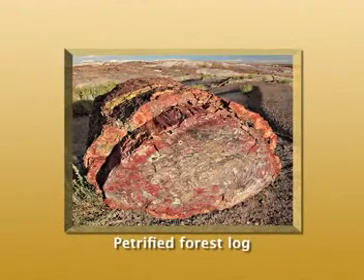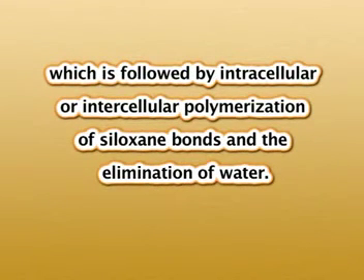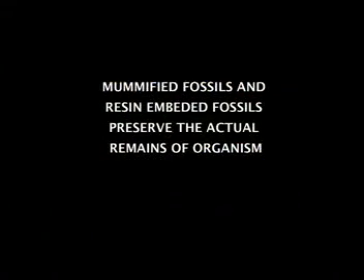After burial of the plant in sediment, penetration of silicates, iron compounds, and carbonates starts between and inside the cells. According to Leo et al., concentrated watery solution of minerals like silicic acid infiltrates the tissues, which is followed by intracellular or intercellular polymerization of silicon bonds and the elimination of water. With the continuous growth of the polymer, the compound silica gets deposited from the solution and water moves out of the plant tissues. Ultimately, this silica gets converted into quartz and the fossil gets petrified.